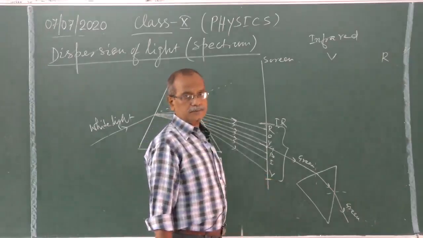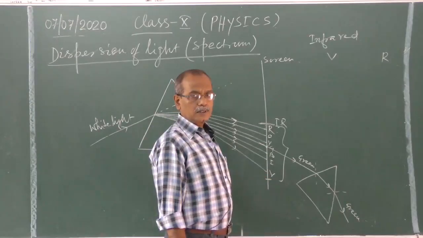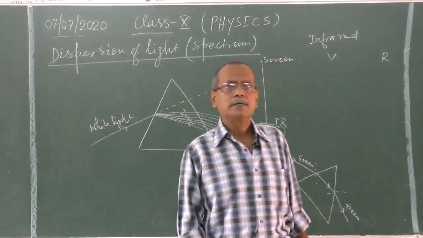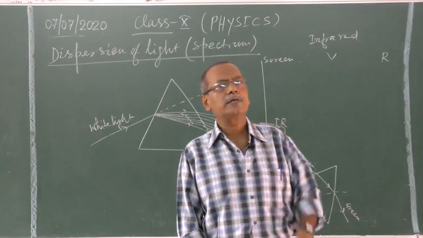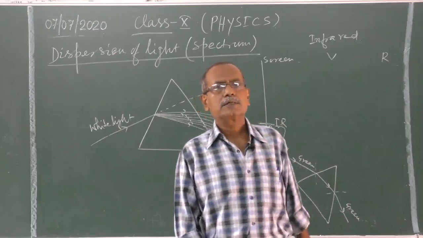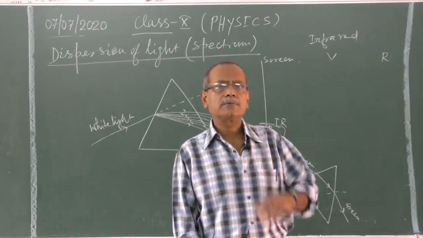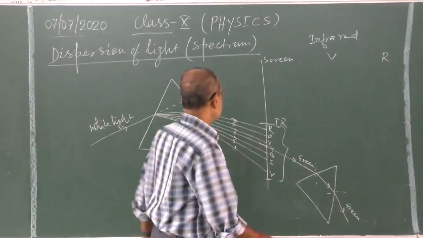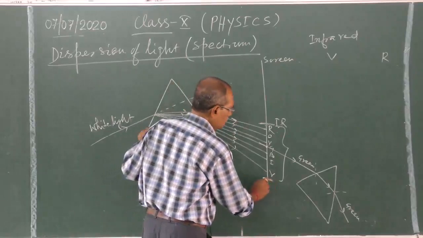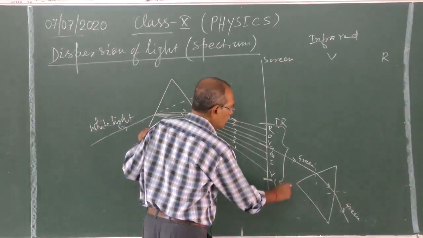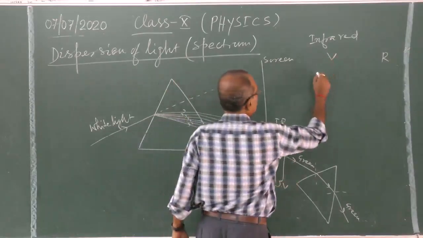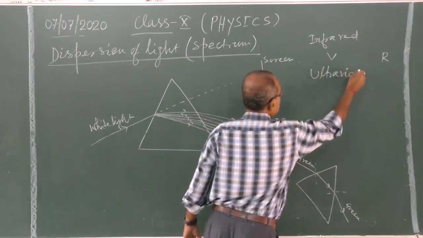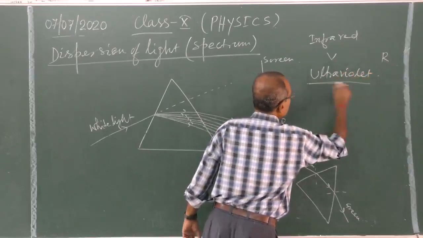But when we take this one below, the violet, what happened? Then also it is turning black. It means there is some radiation which is turning the silver chloride solution black. So we can say this region is known as the ultraviolet region.